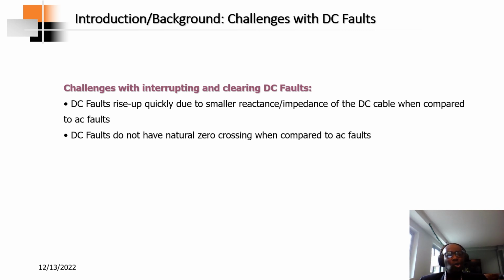Also, DC faults do not have a natural zero crossing when compared to AC faults. As you know, AC faults have a zero crossing, and that is the best time for faults to be interrupted without creating any challenges to the fault interruption. But DC faults do not have a natural zero to allow faults to be interrupted easily. As such, it requires the creation of an artificial zero crossing, and we'll talk about it in the coming slides.